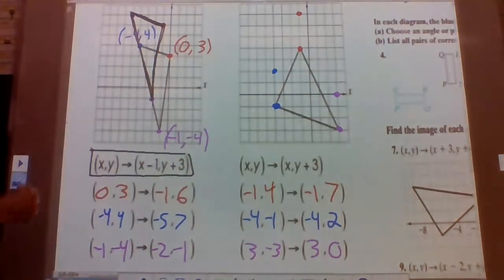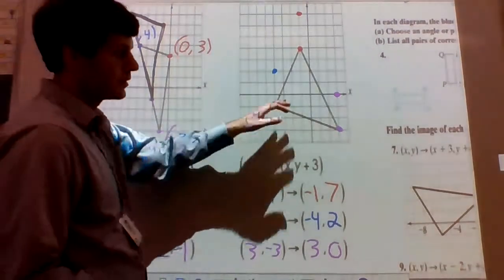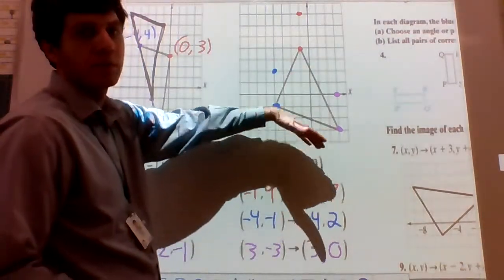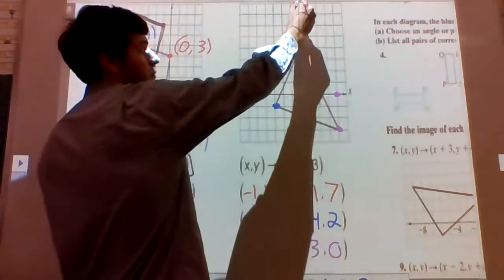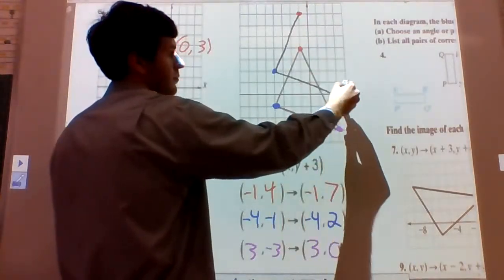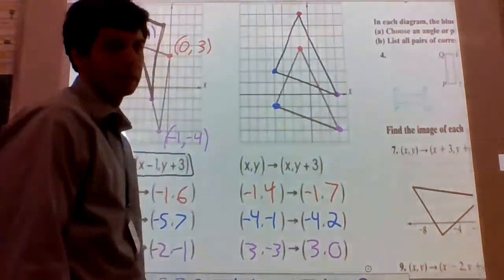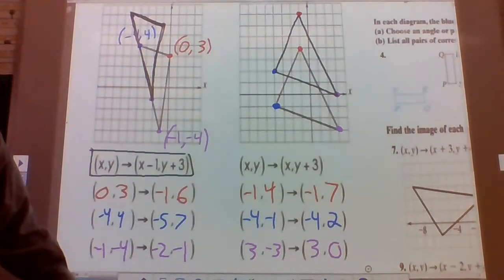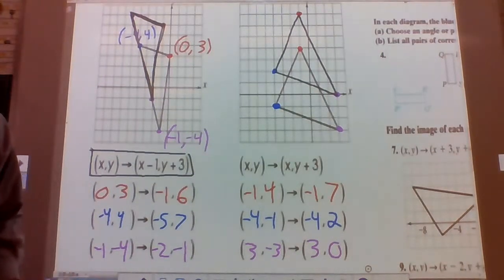So our pre-image was what's already drawn. Now we translated everything up. We translated our vertices up 3 units. Now let's fill in the rest of the points by just connecting our dots, our vertices. So now we've drawn in the new figure, which is called the image.